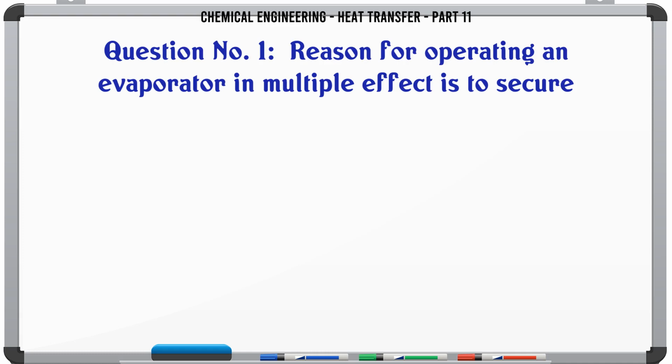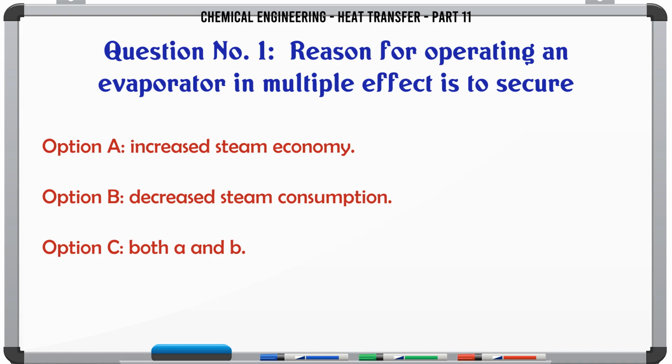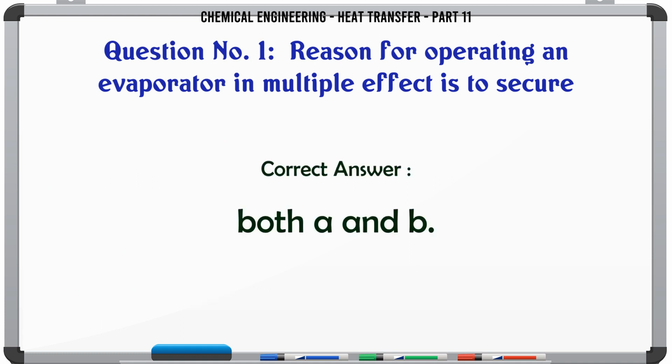Reason for operating an evaporator in multiple effect is to secure A. Increased steam economy. B. Decreased steam consumption. C. Both A and B. D. Increased capacity. The correct answer is both A and B.